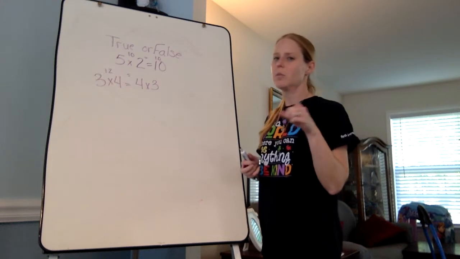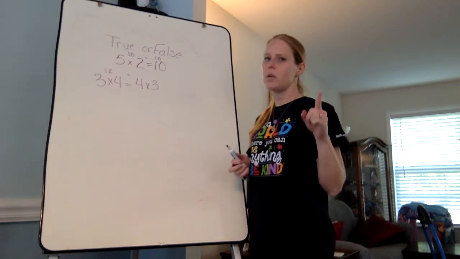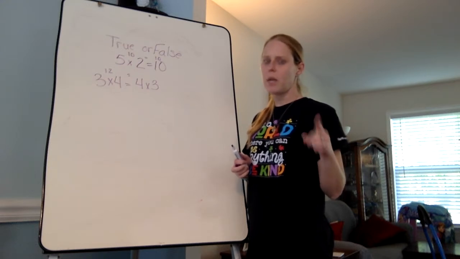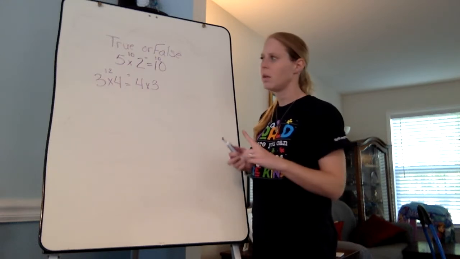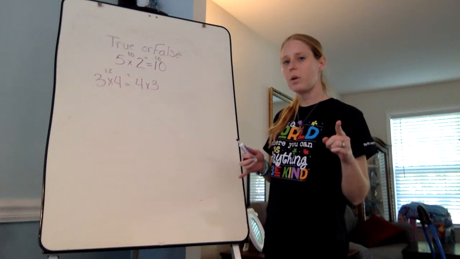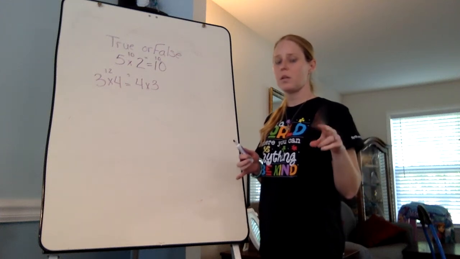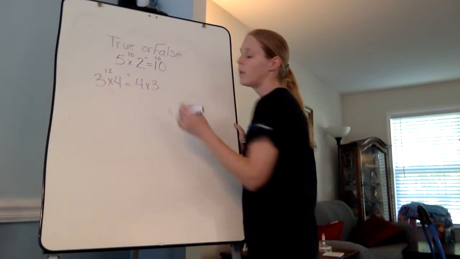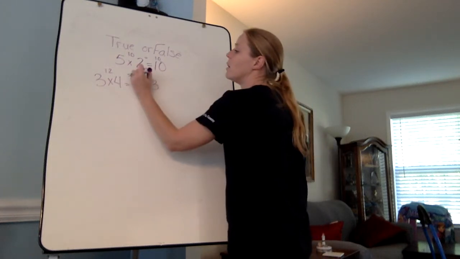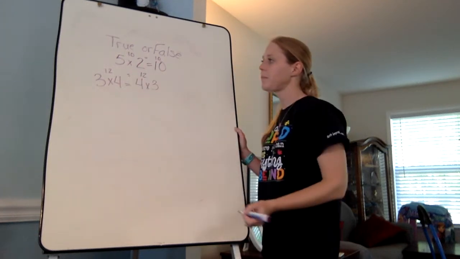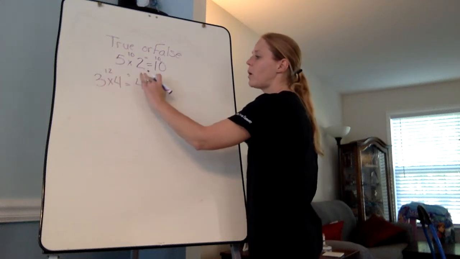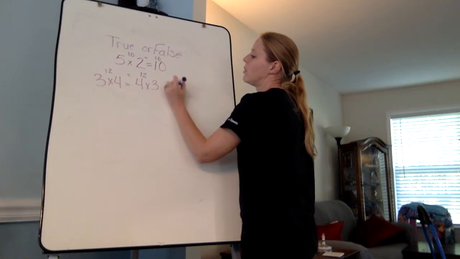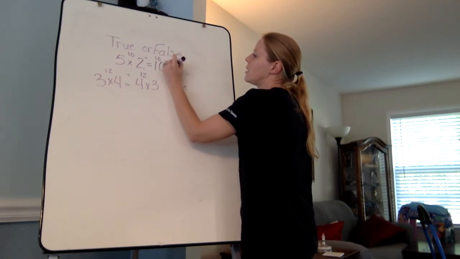But I don't have to do much with this because I know commutative property means it's going to have the same answer, right? Because it doesn't matter what order your factors are in, your product's still going to be the same. So 3 times 4 and 4 times 3 end up both equaling 12. 12 and 12 balance out. So this is going to be true.